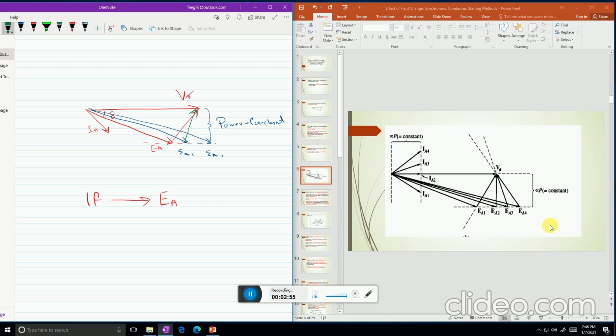Then the corresponding jXS IA will also change, and the magnitude of IA will also change. From this figure you can see that when the EA value is higher, the magnitude is changing, and IA becomes leading. First IA is lagging, then less lagging, and then it will become leading. So this is the effect of IF on the synchronous motor. When we increase the field current, that's how the synchronous motor will behave.